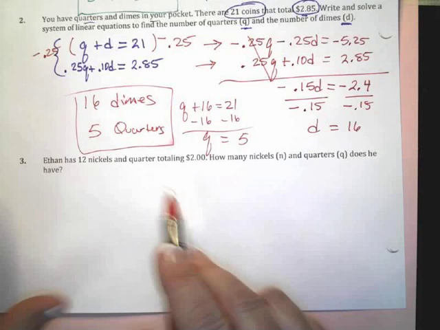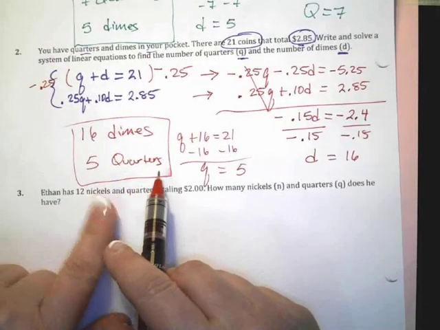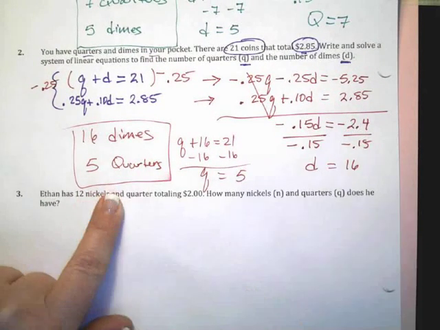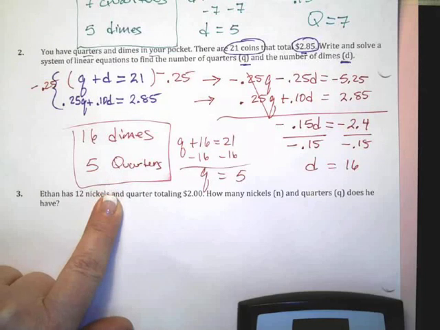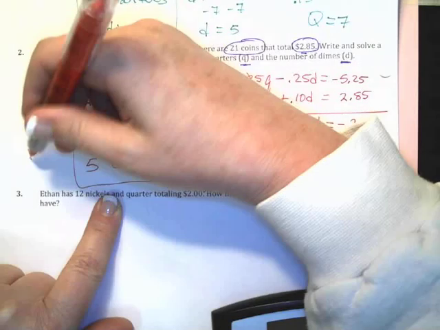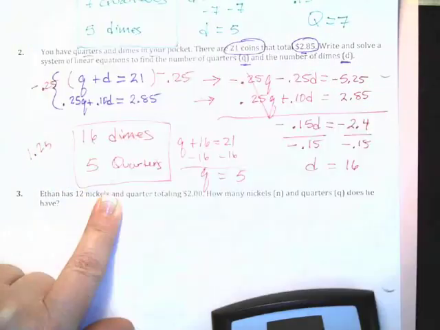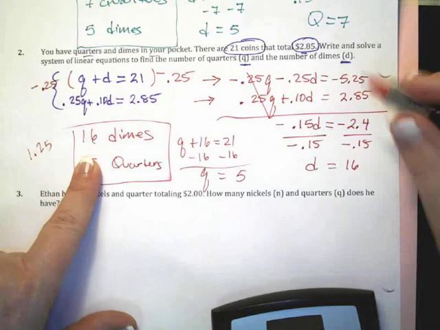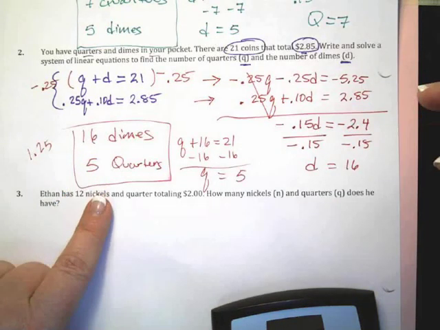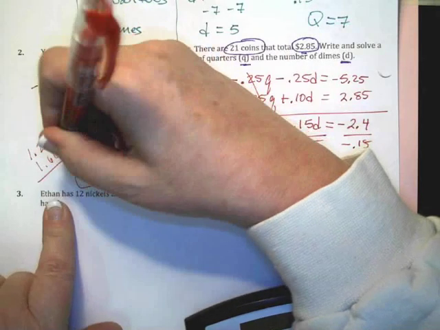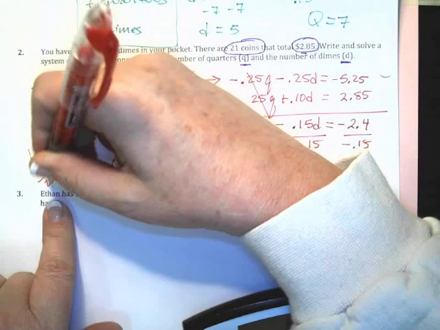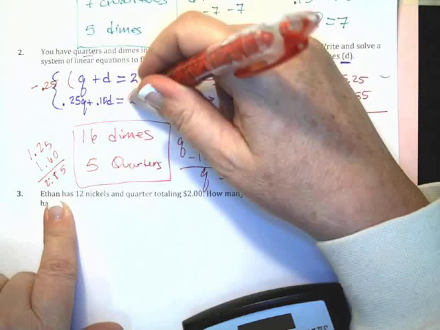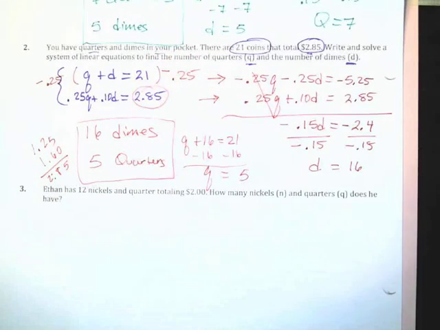All right, and the other nice thing about this is we could check this. 5 quarters, so 5 times 0.25 would be $1.25, plus 16 times 10 would be $1.60. So add 1.25 to $1.60, and we should get this total value on the right, which we are.